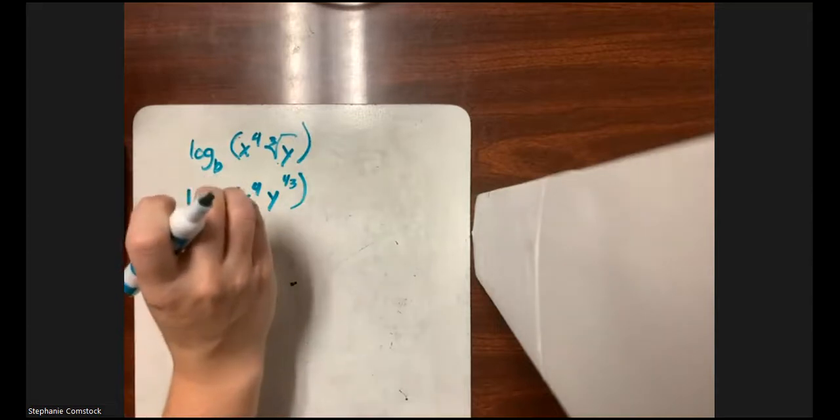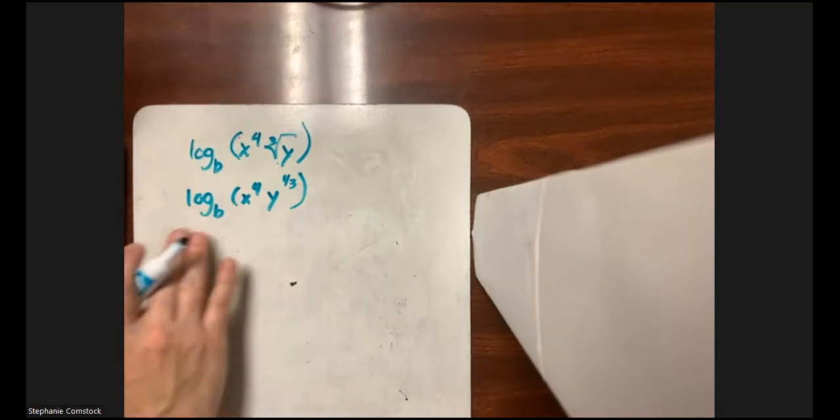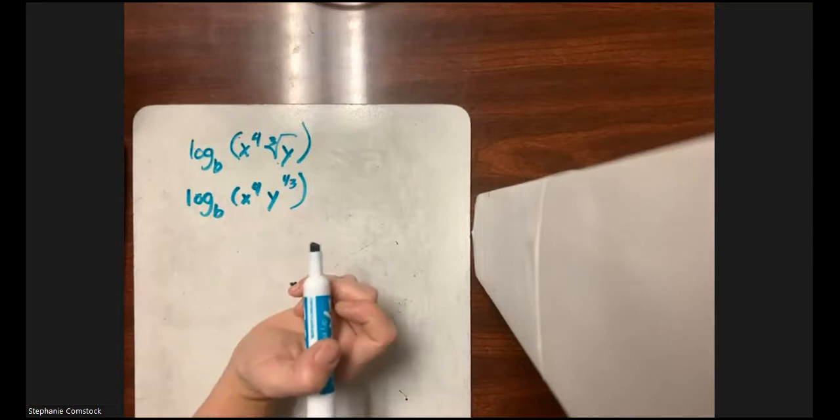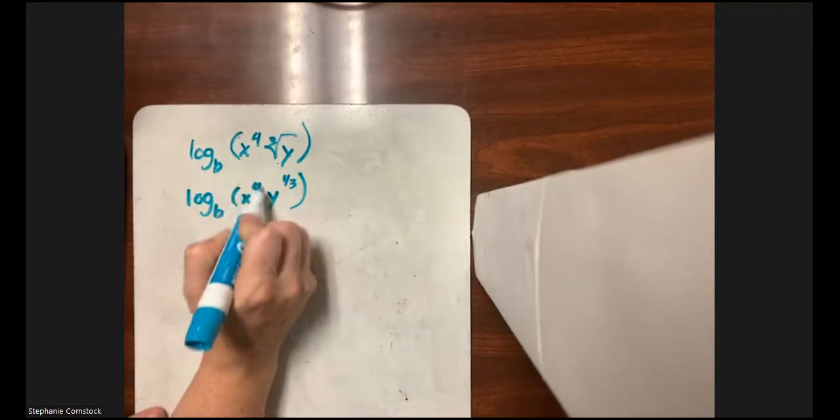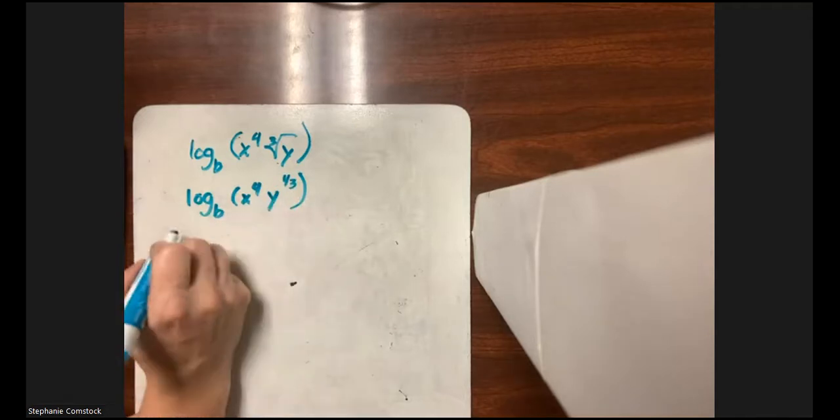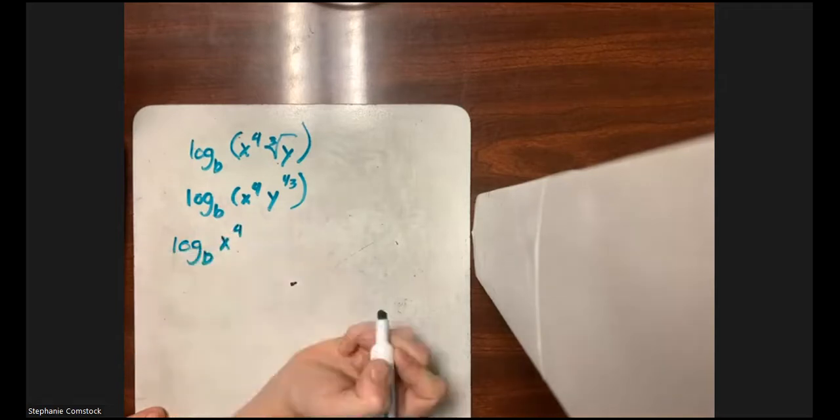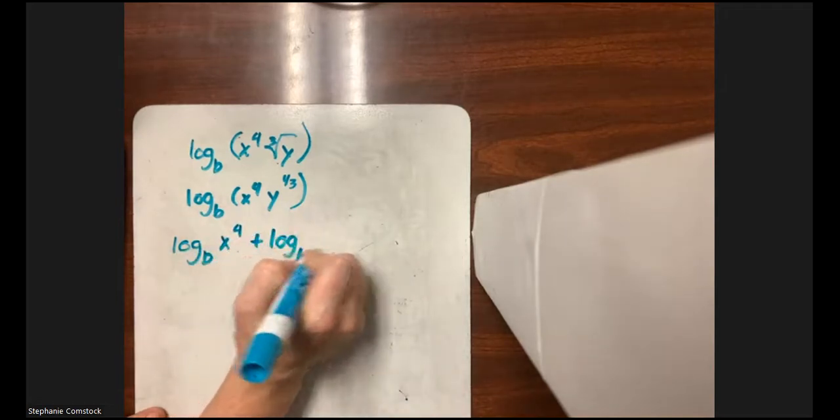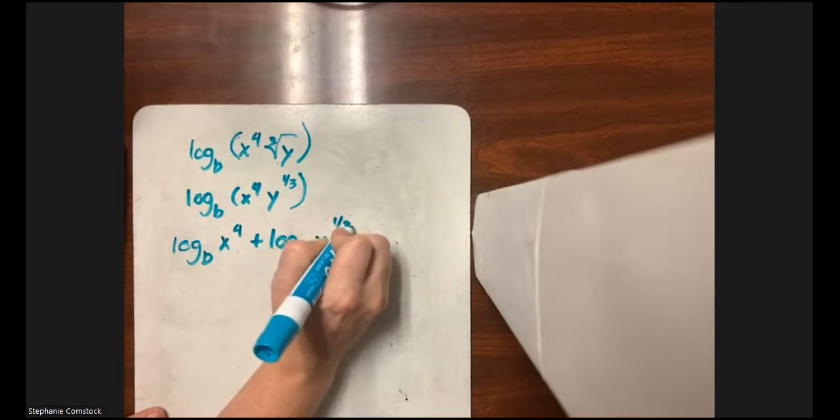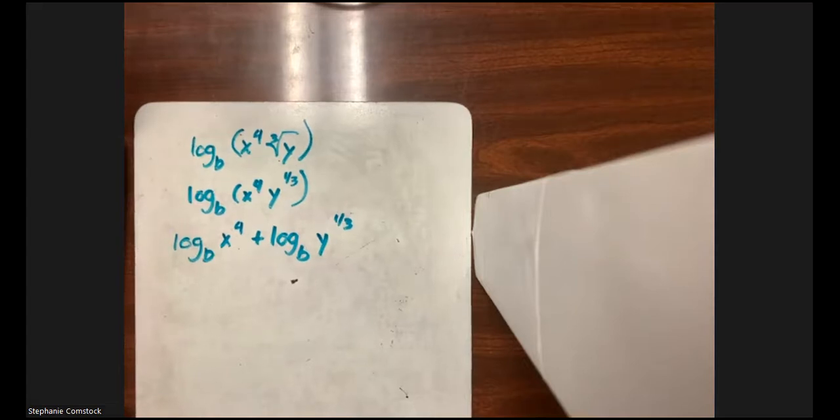Do I have letters or numbers stacked on top of one another that I can separate to subtraction? The answer is no, I don't have any of those. The next thing that we're looking at is products. Do I have things being multiplied together? Yes, I have an x piece and a y piece. So I'm going to separate those, expand those to log base b of x to the fourth plus log base b of y to the 1/3. So I've got those separated now.